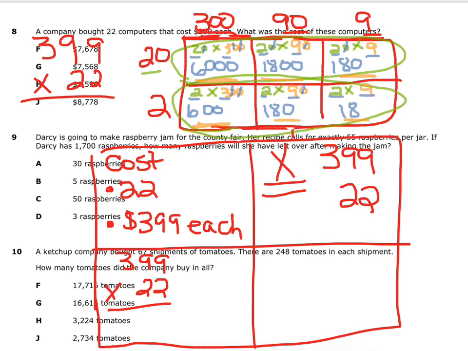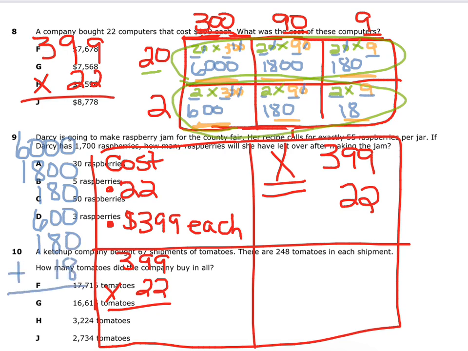So now all you have left to do is add up the numbers that are in blue. Okay? The only thing you have to be careful here is you have to make sure you keep everything lined up. So 6,000, 1,800, 180, 600, 180 again, and then 18. So all the way down, these are zeros. 8, 0, 0.